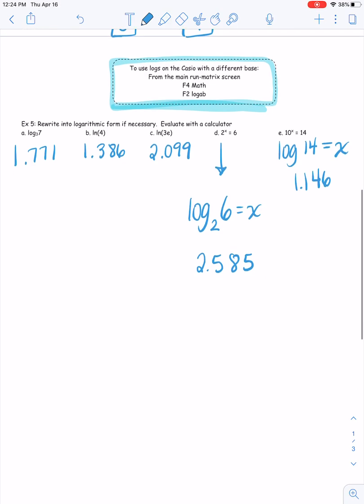Okay. If you are using a TI, I will write down some steps on how to change the base in the TI, and I will write those steps down, take a picture of it, and upload it into Schoology.